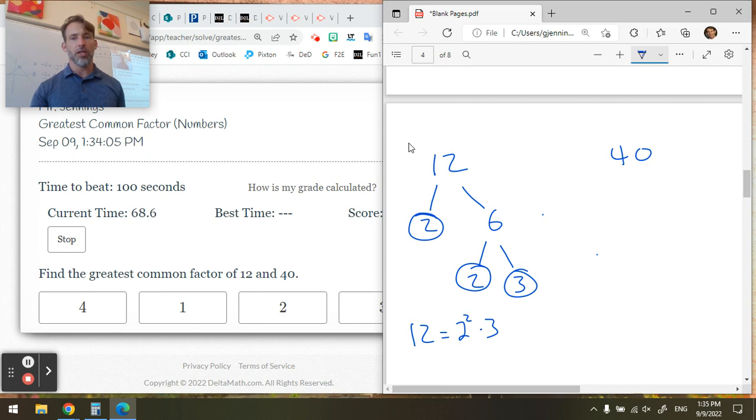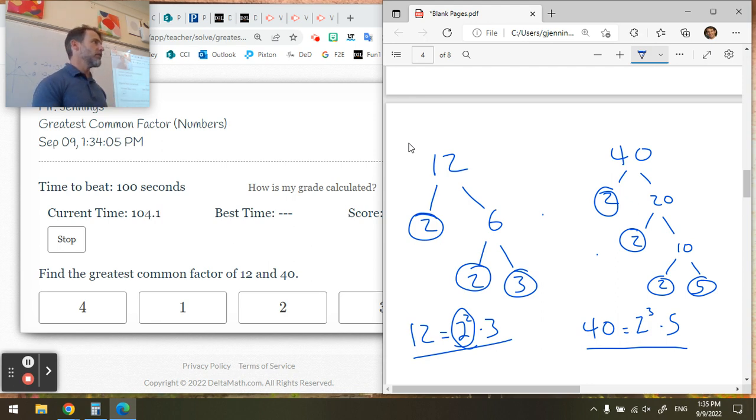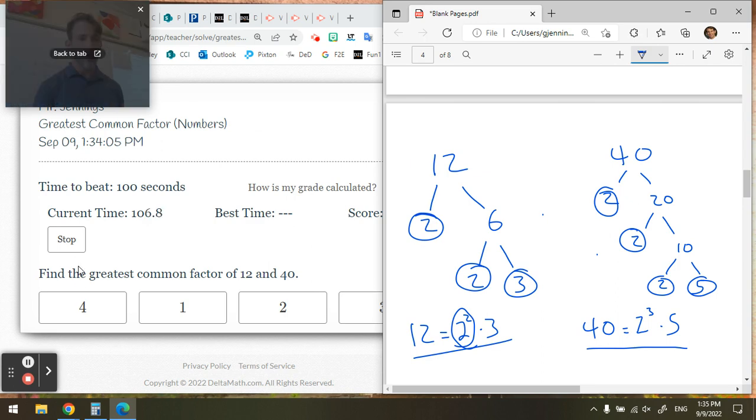Now we do the same thing for 40. I check for divisibility by 2. 2 times 20. And then 20 is divisible by 2. 2 times 10. And then 10 is divisible by 2. 2 times 5. 5 is prime. So 40 equals 2 cubed times 5, or 8 times 5. Okay? The greatest common factor here: 12 has 4 as a factor, or 2 squared. 40 has 2 cubed as a factor. So the biggest factor they share is 2 times 2. So the biggest factor is 4.